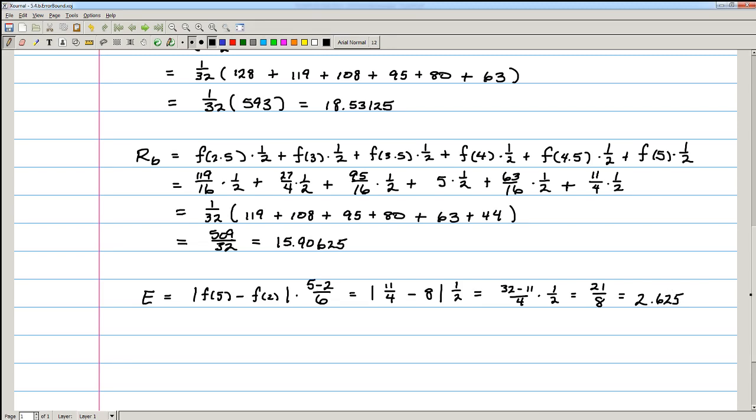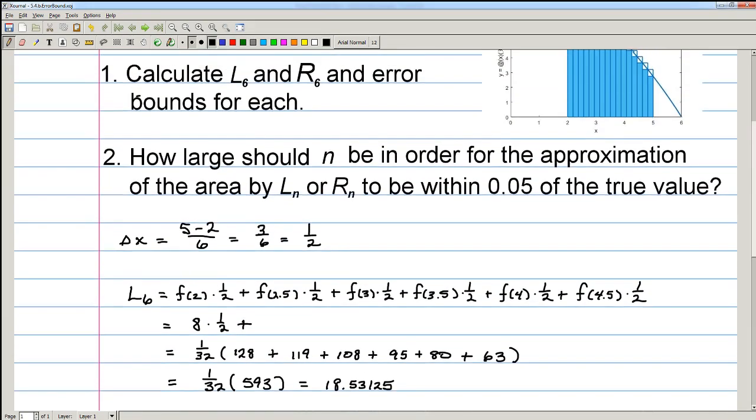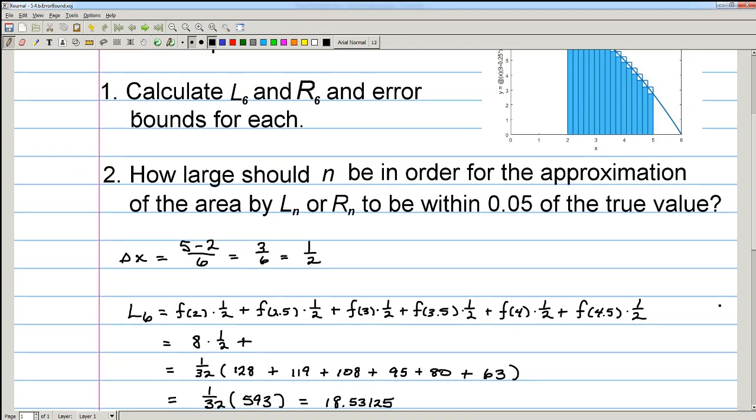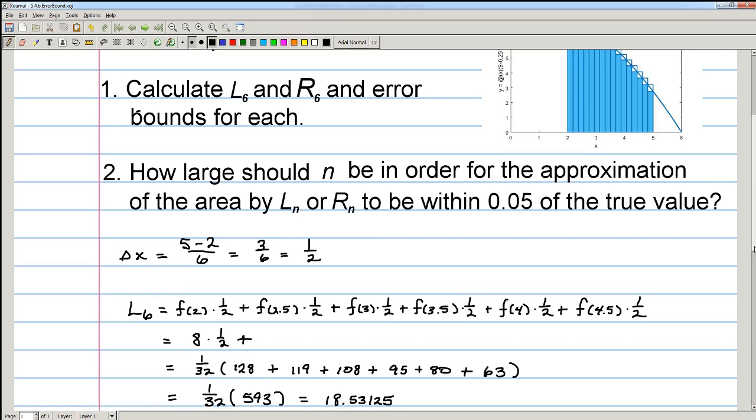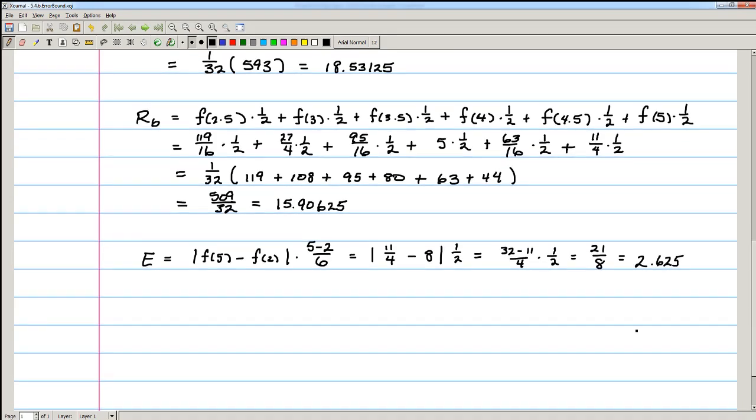The next question that we want to answer is a little more complicated. For part B, or part 2, how large should n be in order for the approximation by either the left or right rectangles to be within 0.05 of the true value? In other words, we're going to calculate our error. So part 2, we're going to calculate our error without deciding yet what n is.